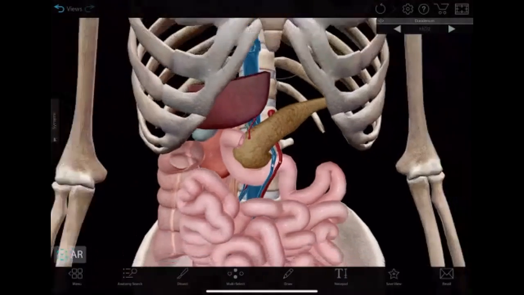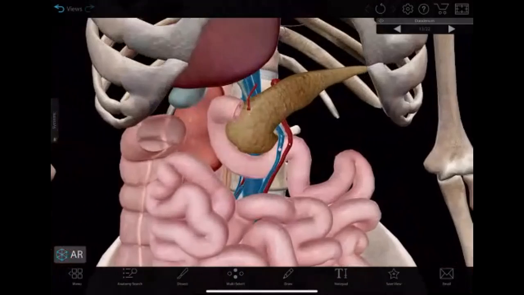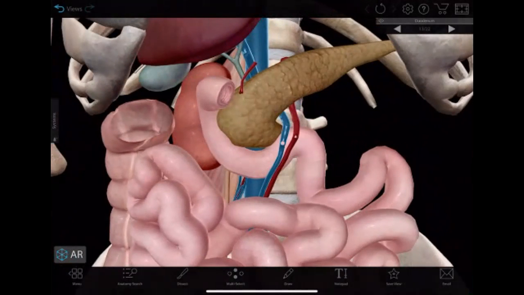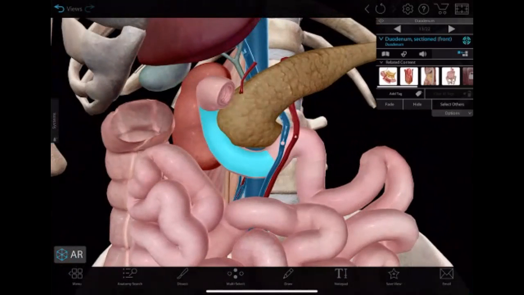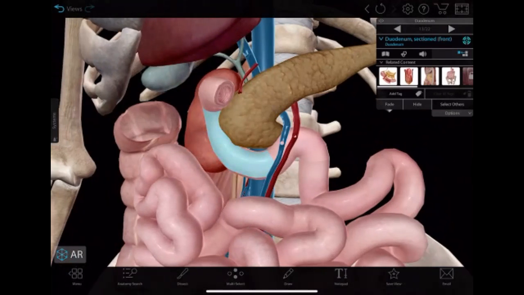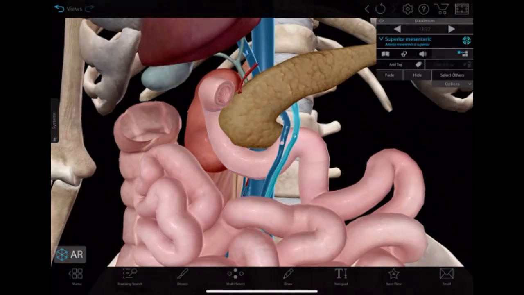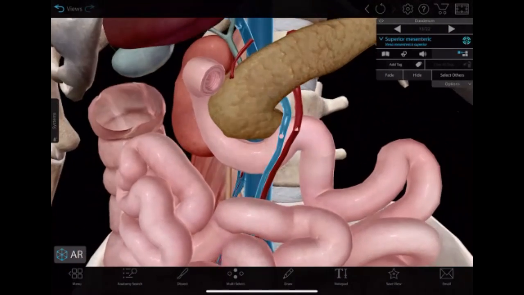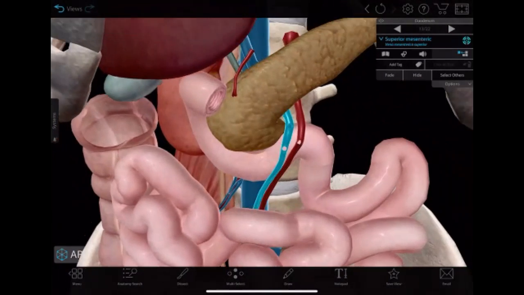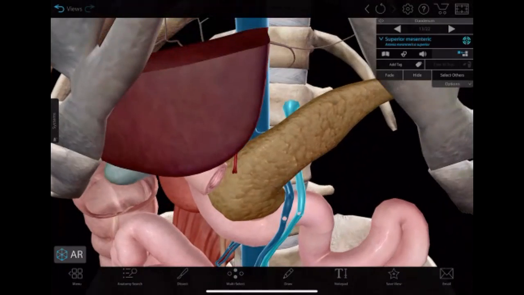So see, this is the horizontal part. This one is the horizontal part, right? So these are the superior mesenteric artery and superior mesenteric vein, right? It arises from the aorta. You can see it here, okay?